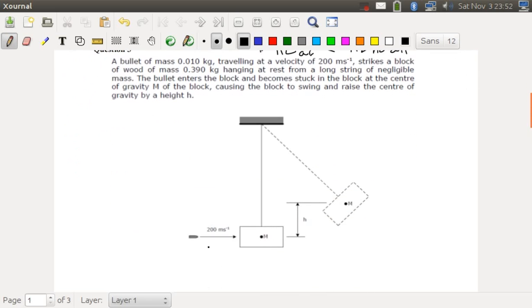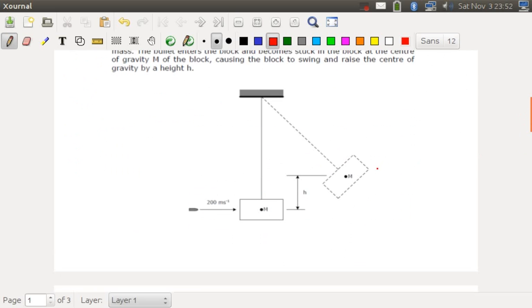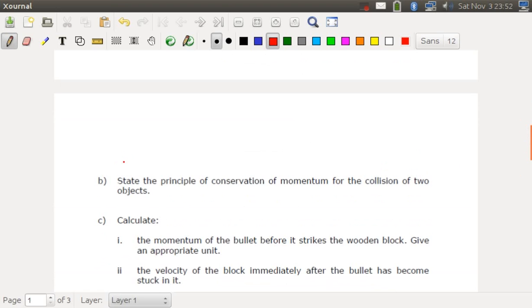Question 3. So we have here a bullet of mass 0.01 traveling at a velocity of 200 strikes a block of mass 0.39. And we have some questions to answer about what happens. This swings up and comes to rest here, so 0 meters per second. State the principle of conservation of momentum. So that is the momentum at the beginning will equal the momentum at the end, if it's closed with respect to force.